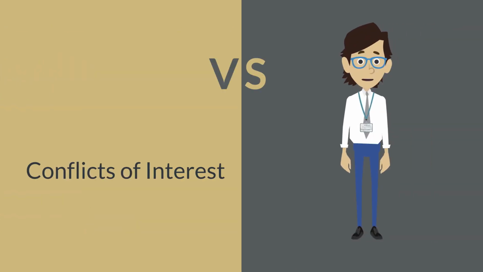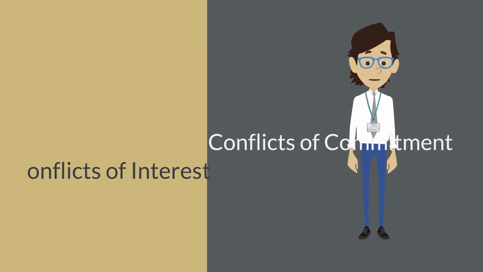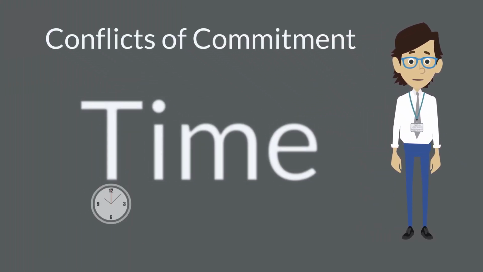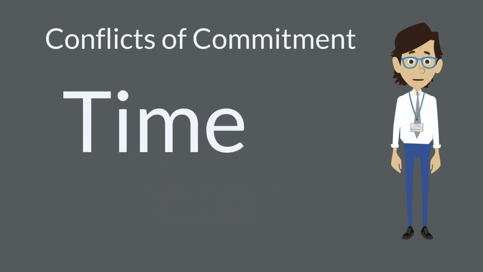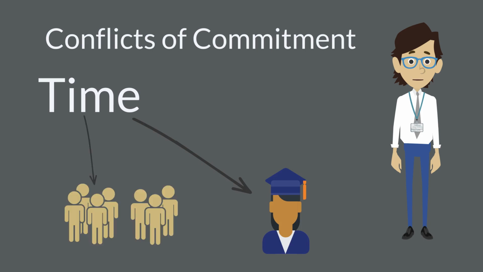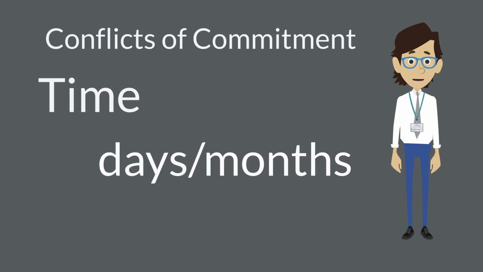Conflicts of interest and conflicts of commitment are two different but related concepts. First, let's talk about conflicts of commitment. The focus of conflicts of commitment is the amount of time spent on activities away from those that are performed as a part of an individual's expected university responsibilities to students, obligations to colleagues, and other scholarly work, including research. Conflicts of commitment are reported in terms of days and months on activities outside of the university.